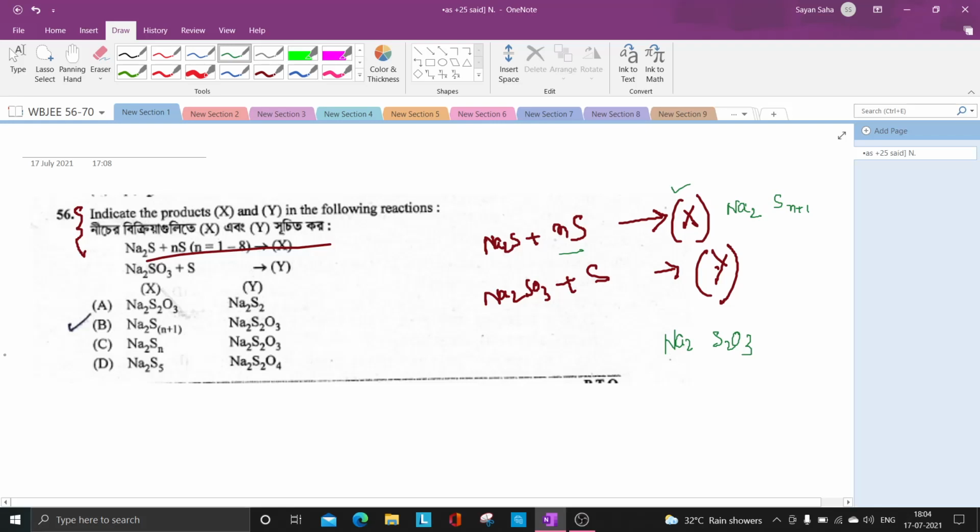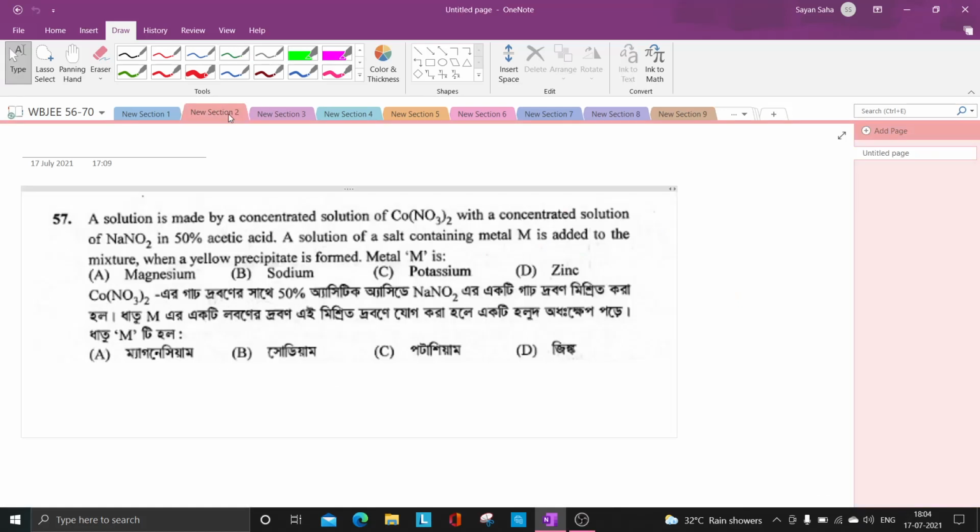This was a very simple question, but I'm telling you, these answers I have done myself. There may be some discrepancies. Just check with any official answer key when it comes. Okay, but for now you can consider that B was the correct option. So now let's go to question number 2.